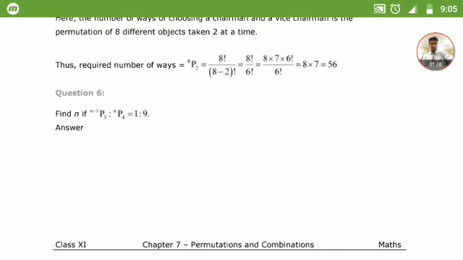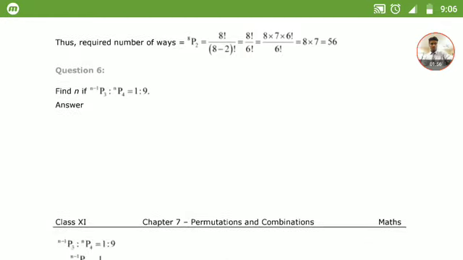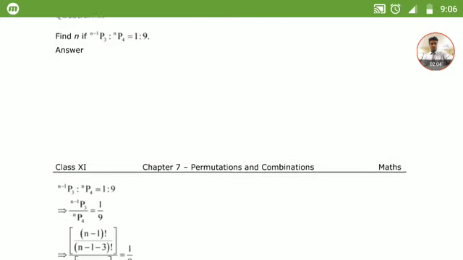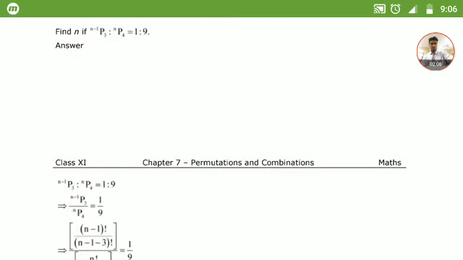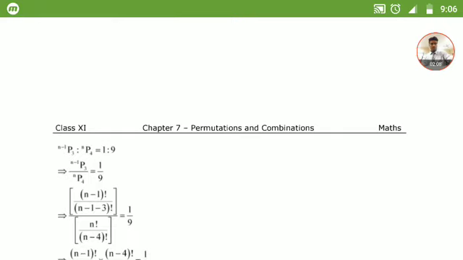Now moving on to question number 6. This is a fairly simple one, as it has only calculation, no use of brains and all. (n minus 1)P3 and nP4. How can I write this? Just write out the formula for now. What is it? (n minus 1)P3 divided by nP4 is equal to 1 by 9.